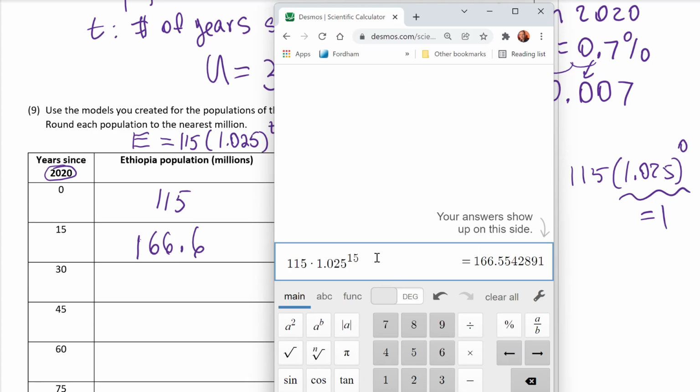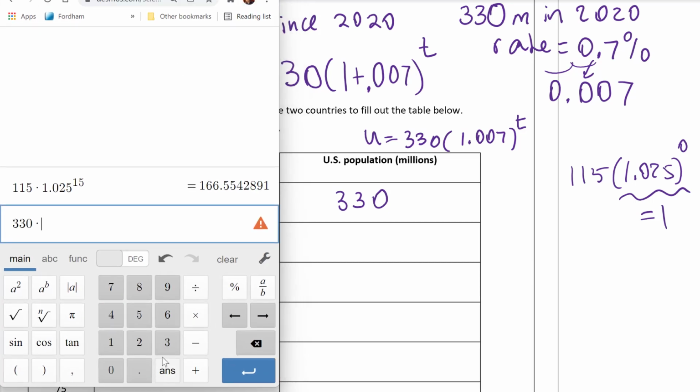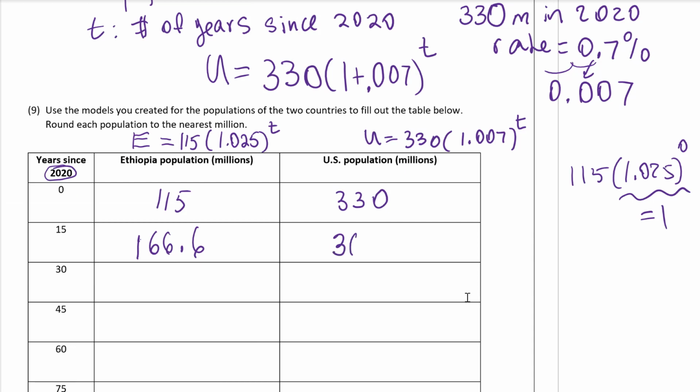And then similarly, let's do the US. So we have 330 times 1.007 to the power of 15. So the US is going to have 366.4. Notice that the US still has a higher population after 15 years from 2020. So that will be the year 2035.